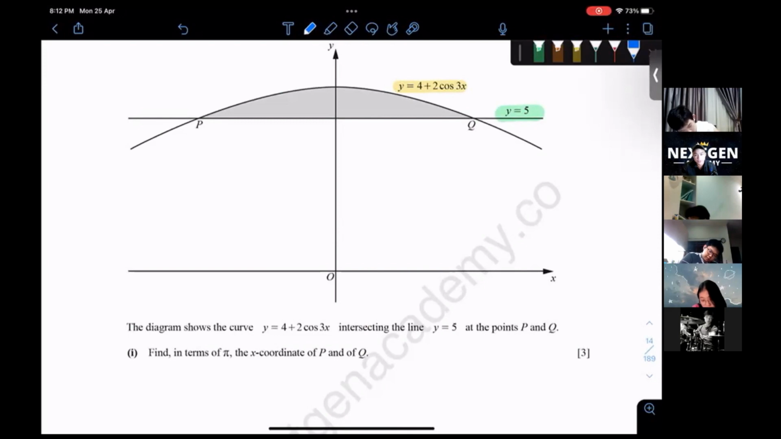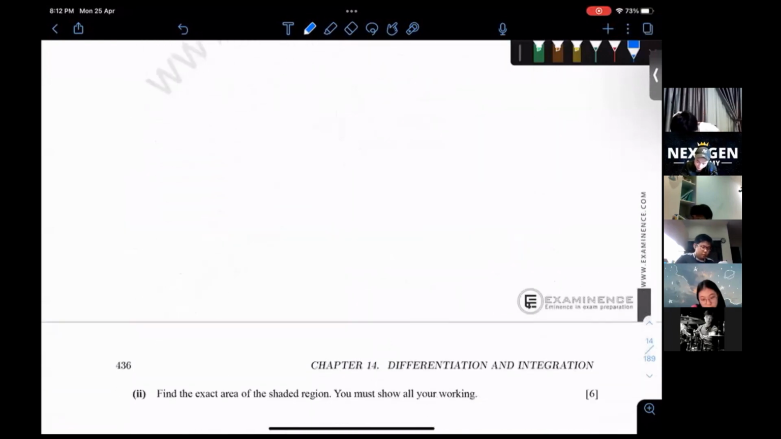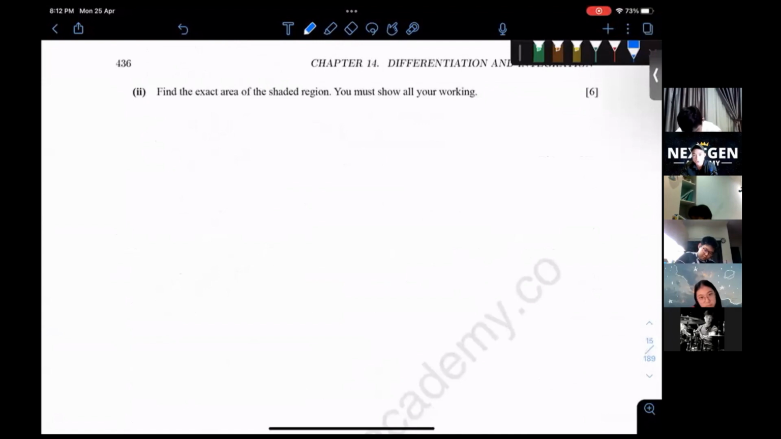Why you need to find the point of intersection? Then after that, you have to think, they always like you to find some area. For me to find the area is always integrate from x1 to x2 for an equation, then sometimes minus another equation. If you look at the next one, they say find the exact area of the shaded region. You must show all your working. So this will normally be the second part. The area part will normally be the ones that have a lot of marks.